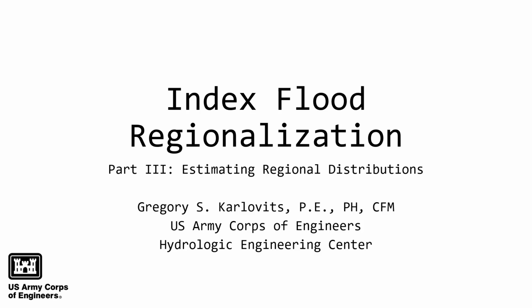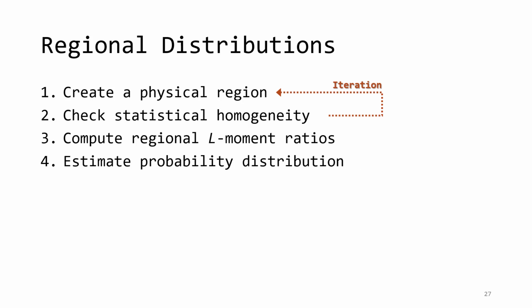This video is part 3 of 4 on the topic of index flood regionalization, and we'll discuss estimation of regional probability distributions. Let's get started. Creating regional distributions is the primary goal of index flood regionalization. In general, there's a 4-step process for each region that involves iteration between the first 2 steps.